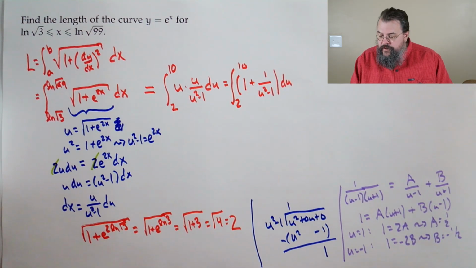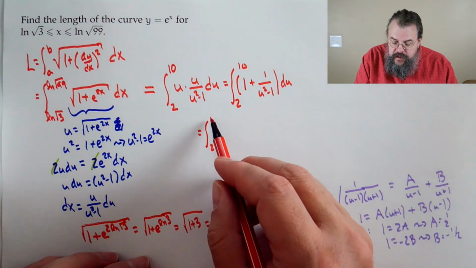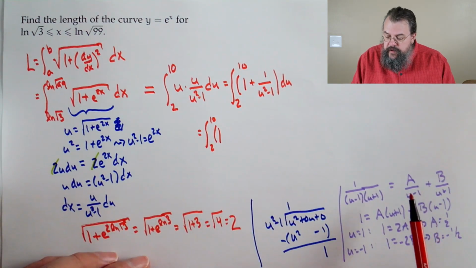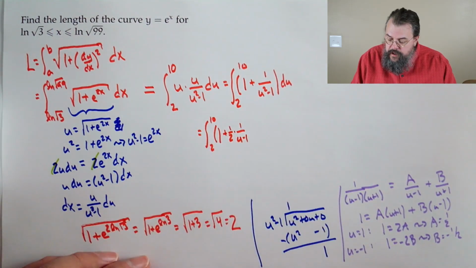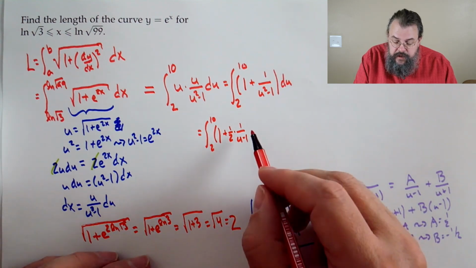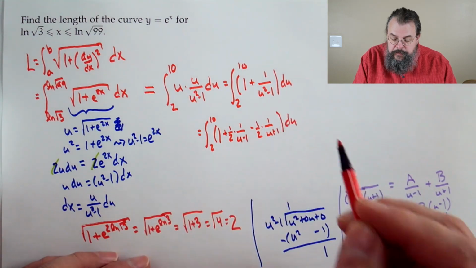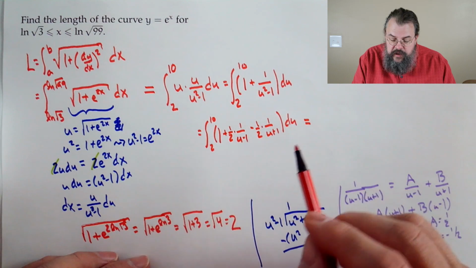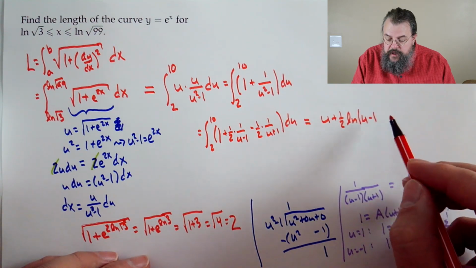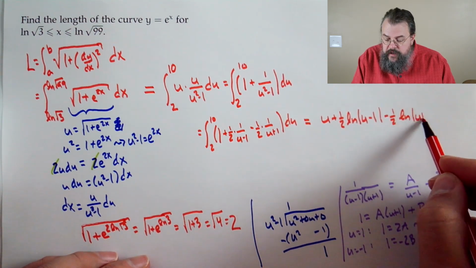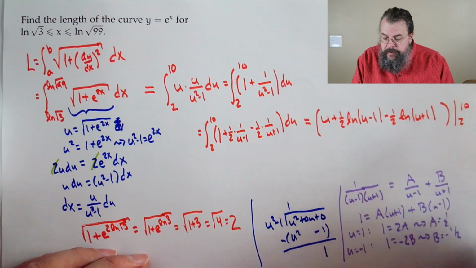Perfect. So, updating, this becomes the integral from 2 to 10 of 1, plus a half over U minus 1, minus a half over U plus 1 du. Okay, so those are easy things to integrate. So we have U plus 1/2 log U minus 1 minus a half log U plus 1, and evaluate that from 2 up to 10.